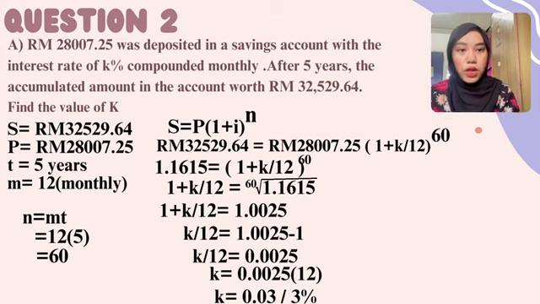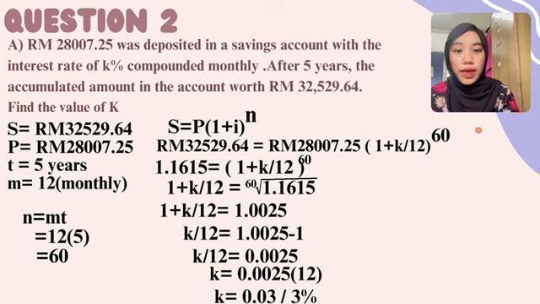Question 2A. 2,807 ringgit and 25 cents was deposited in a savings account with interest of K compounded monthly. After 5 years, the accumulated amount in the account is worth 32,529 ringgit and 64 cents. Find the value of K.